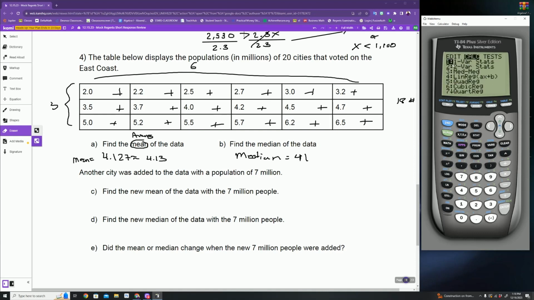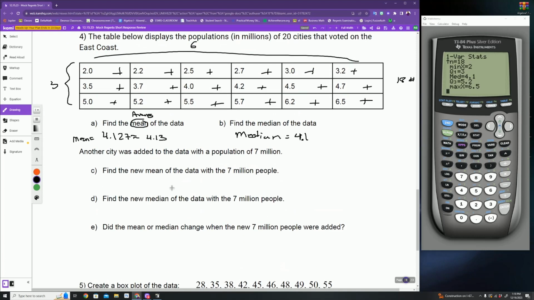Okay, and then to check the mean and median, you click Stat, you go over to Calc, and we're doing a one variable statistic. You press enter, and right here we got the mean of 4.12, which we rounded to 4.13. And then the median, if you scroll down, is 4.1, which is what we had as well.